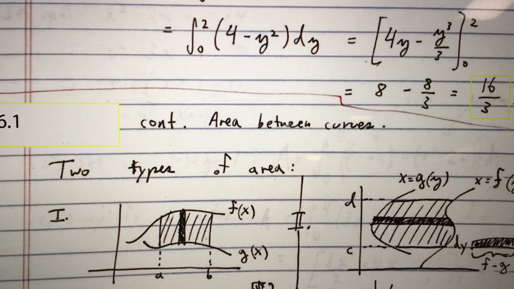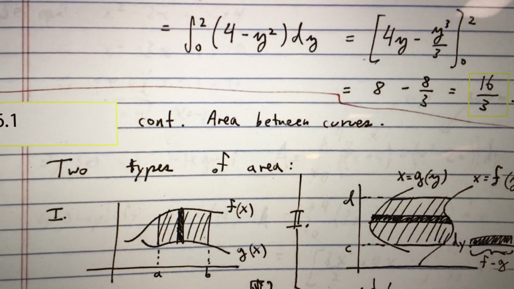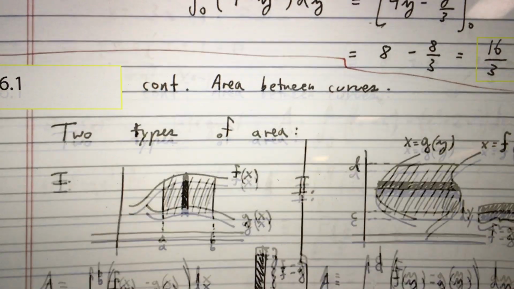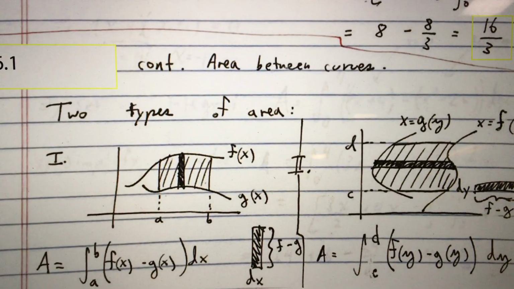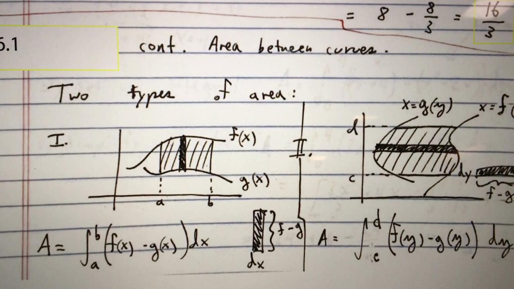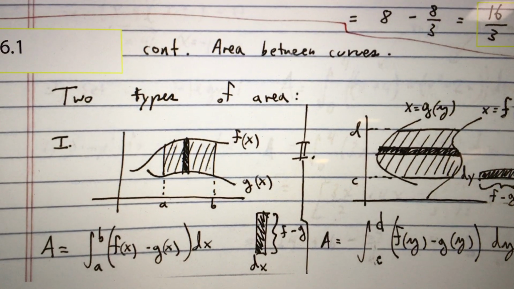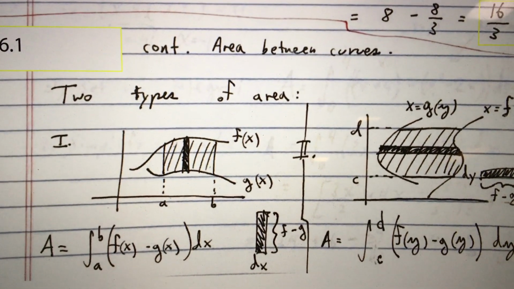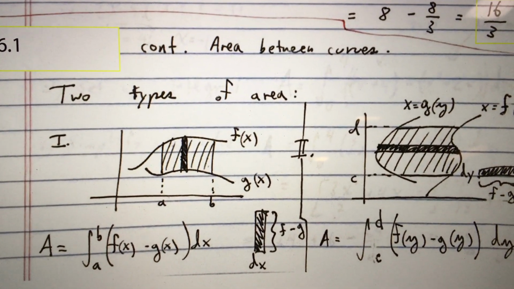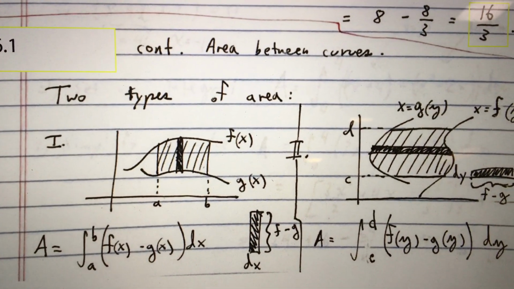It turned out in that previous example that we could find the same answer two different ways. But a lot of times, only one way will work. So, this is continuing 6.1, and it's the area between curves, and there are two types of area. The types are called in the book type 1 and type 2, Roman numeral 1 and Roman numeral 2. You can think of them as the dx type and the dy type, in alphabetical order. Roman numeral 1 is the dx type, Roman numeral 2 is the dy type.